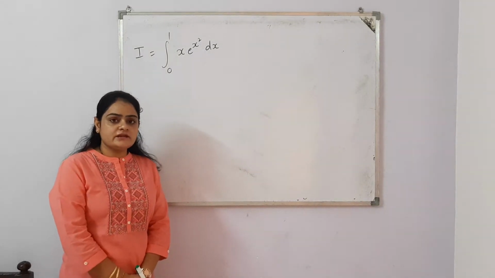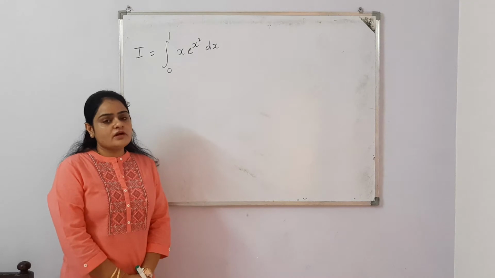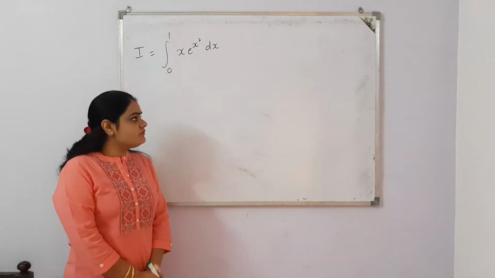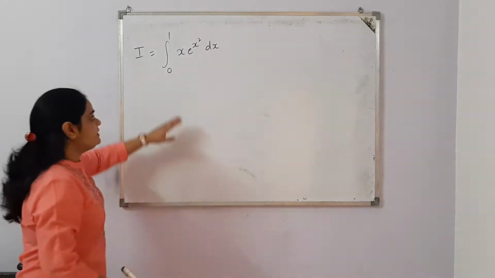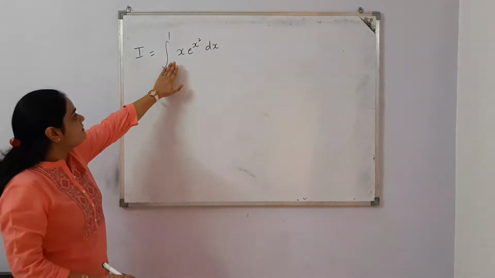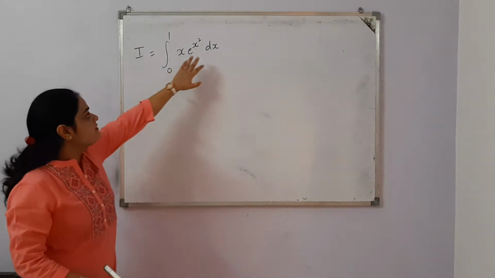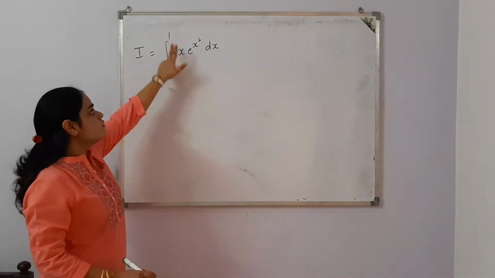We are doing definite integration and the topic which is going on is evaluation by substitution. So we are doing substitutions here. Let's proceed with this topic. If we have this function x times e^(x²) and we need to integrate with respect to x, and the limits are 0 to 1.